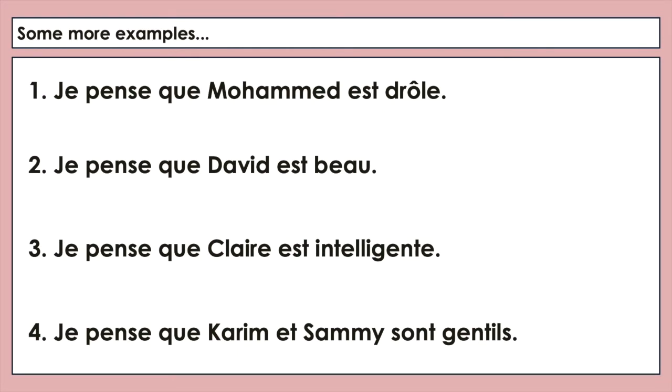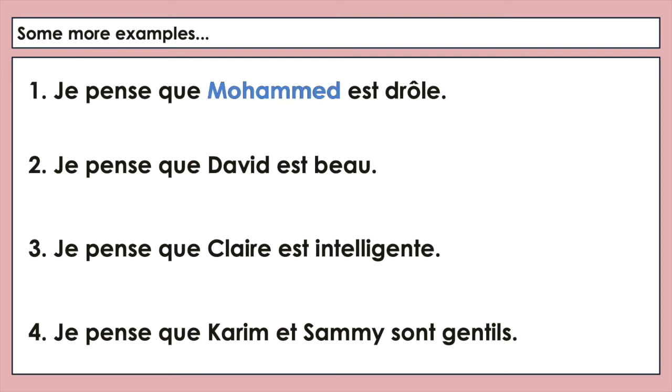So question number 1 says, Je pense que Mohammed est drôle. I think that Mohammed is funny. What I want to say instead is, I find him funny. Or maybe having a conversation already about Mohammed. For whatever reason, I don't need to say his name because the person I'm talking to already knows that we're talking about Mohammed, so we can just take his name out of it.